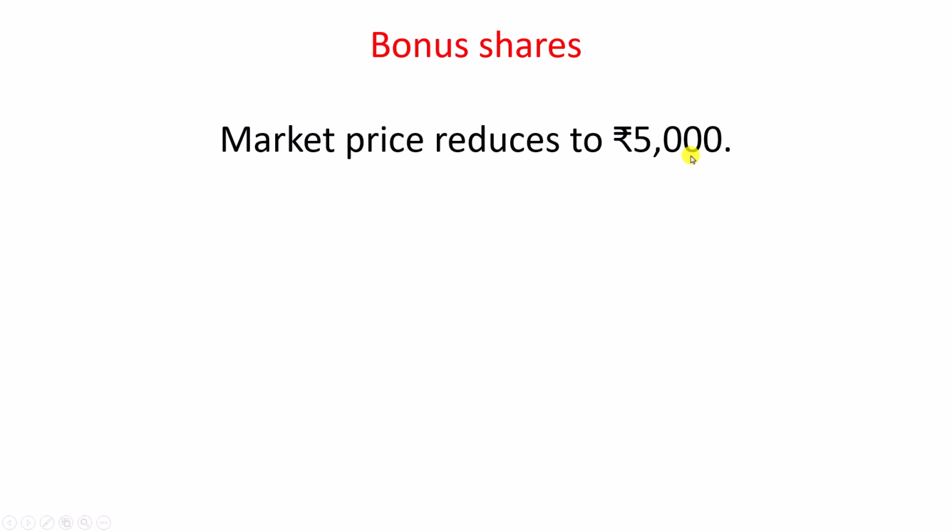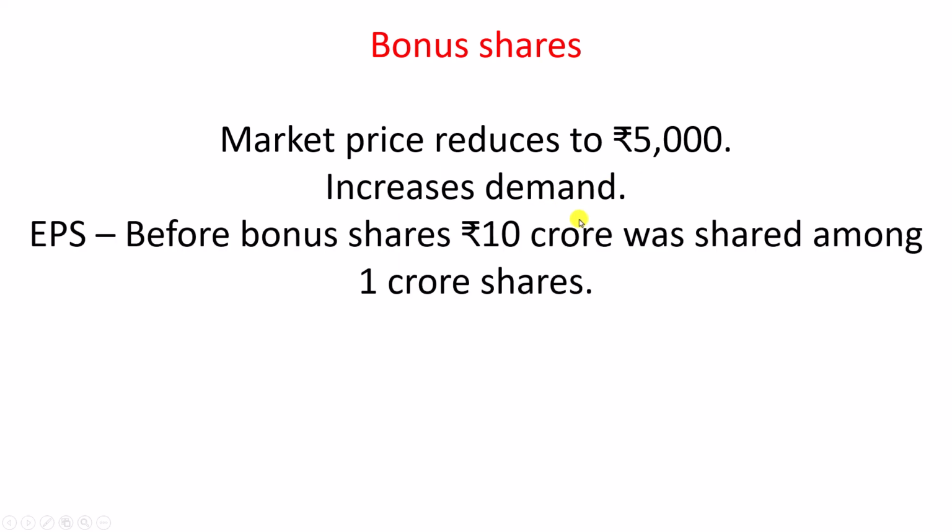Okay, so in reality, it should really reduce to 5,000. It should reduce to half, but it may not happen so. I am saying it may not. It may happen, it may not too. Alright. Now, when number of shares are increased, the volume being traded in the market increases. So, more people can participate in trading. The price has reduced, so it becomes affordable to many people. Okay, so demand increases, and so the share price increases too.